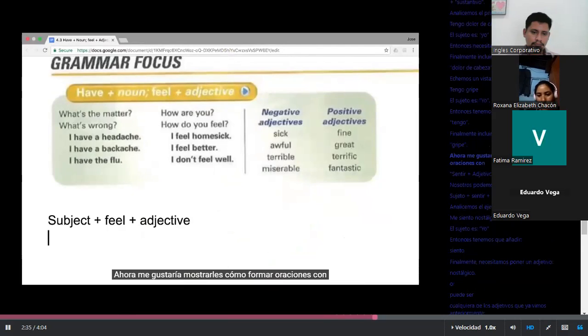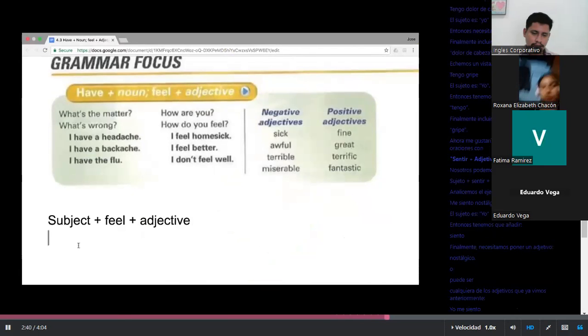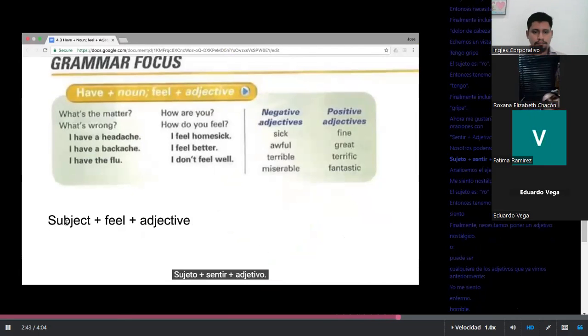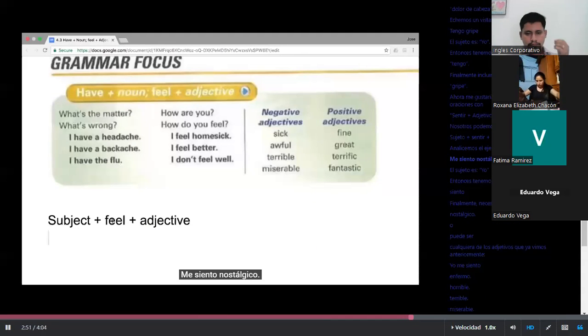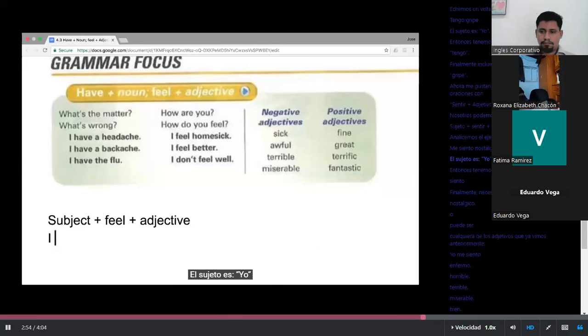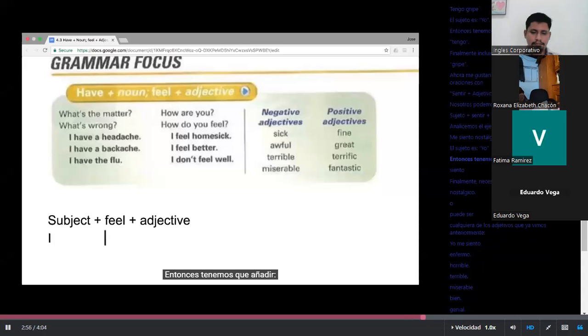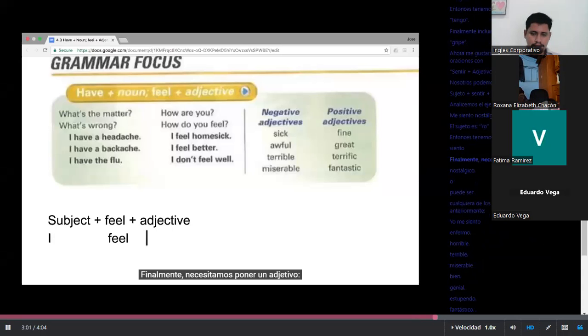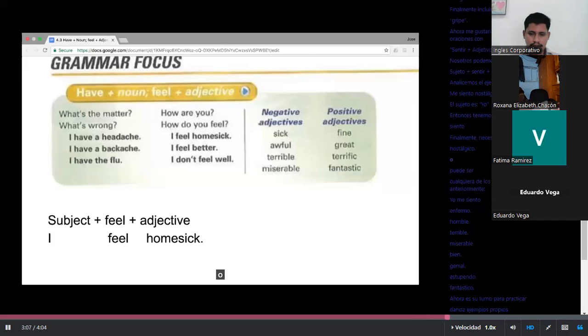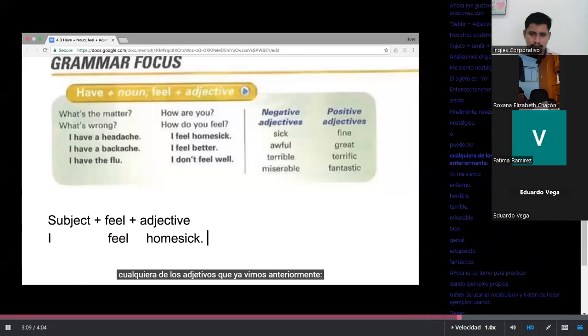Now, I would like to show you how to form statements with feel plus adjective. We can follow this formula: subject plus feel plus adjective. Let's analyze the example, I feel homesick. The subject is I, then we need to add feel. Finally, we need to put an adjective: homesick, or it can be any of these adjectives towards the right.